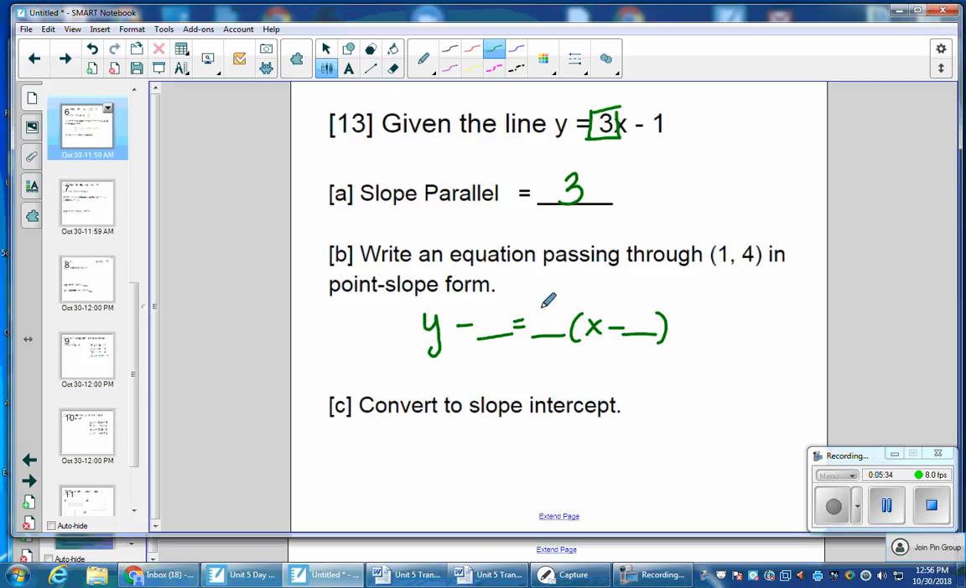All right, so our slope goes in the middle. Our point is 1, 4. If I label it as xy, 4 goes there because it's y, 1 goes here because it's x. Now, if you didn't get that step, stop now and see if you can distribute and solve at least.